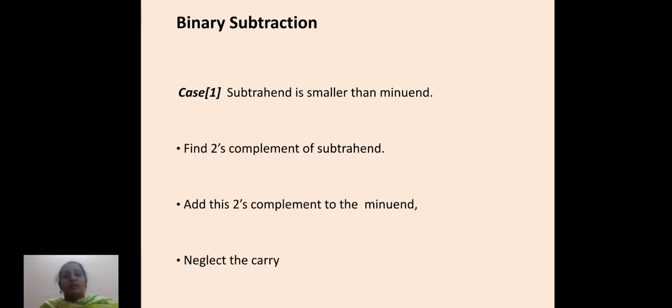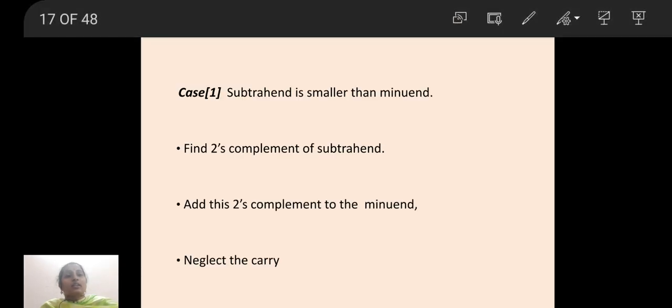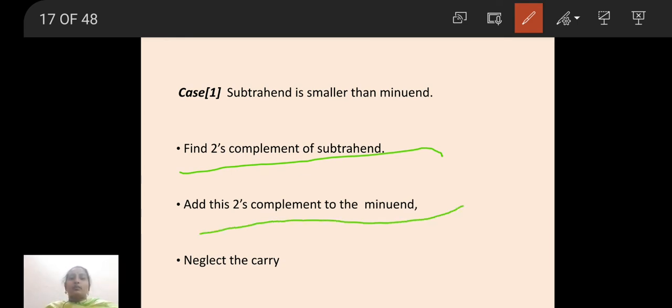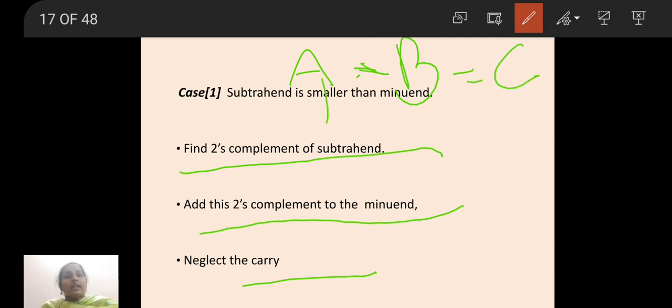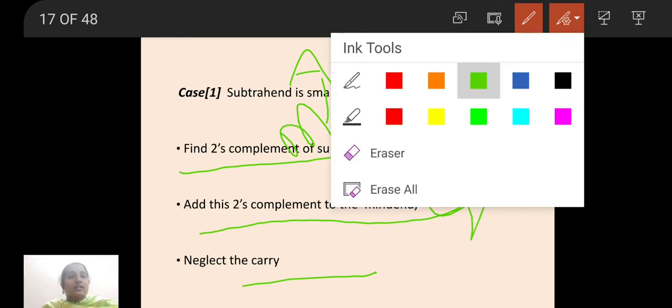So binary subtraction with the help of the 2's complement method is very easy. The steps we are using are the following. First take the 2's complement of the subtrahend. Next add this 2's complement to the minuend. Next neglect the carry. So in a particular subtraction, if a minus b is equal to c, here a is the minuend, b is the subtrahend, c is the difference. Is it clear? Okay.